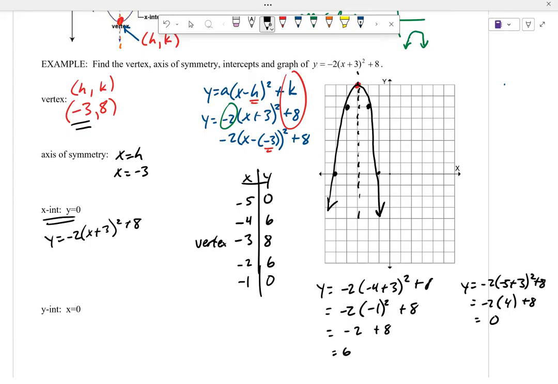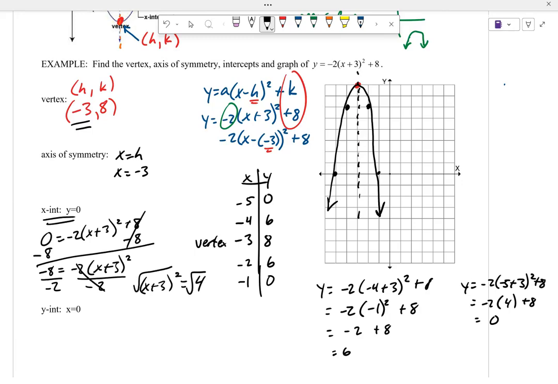If y is 0, let's replace y with 0 and solve for x now. Let's find where the x-intercepts are. And I know you probably already see them on the graph. That's okay. We'll do it algebraically as if we didn't know. I'm going to divide both sides by -2. So I got x plus 3 squared equals 4.